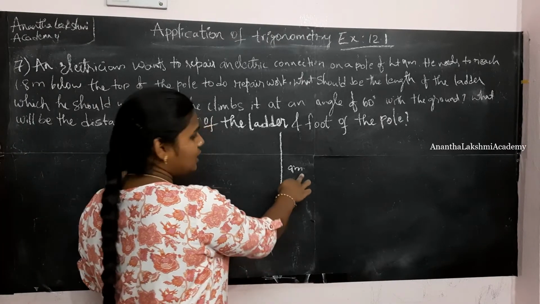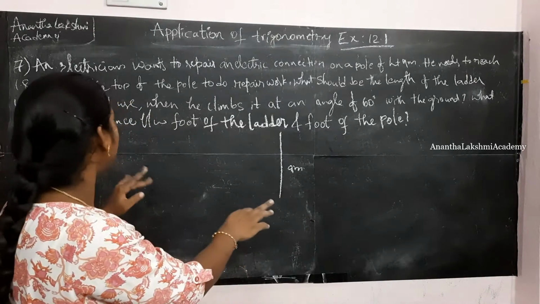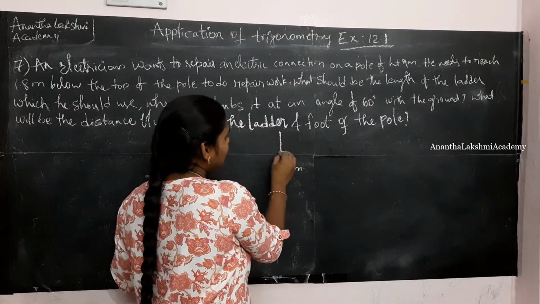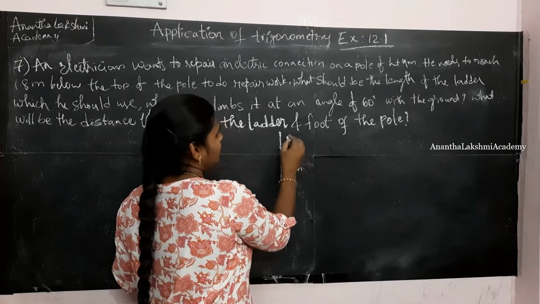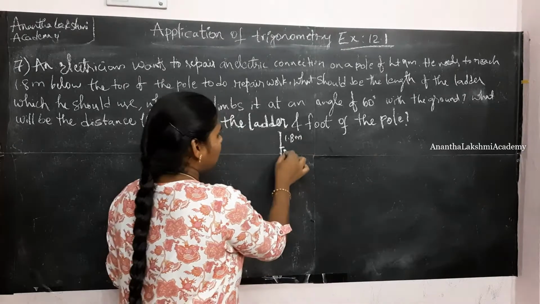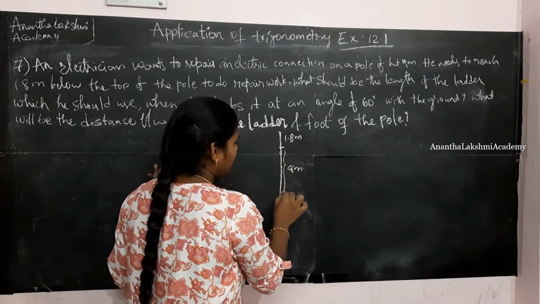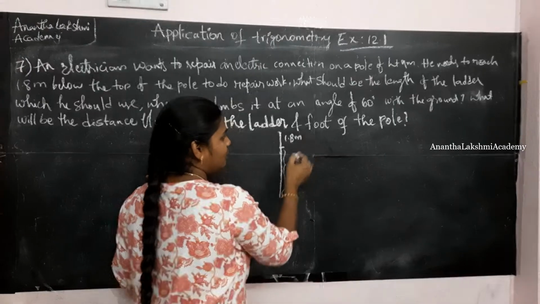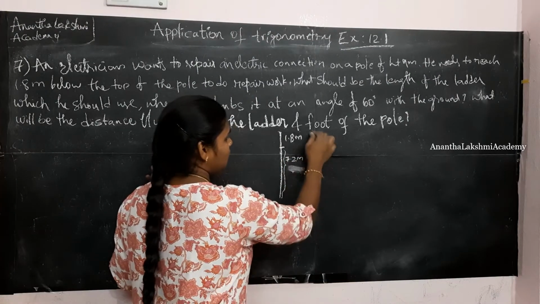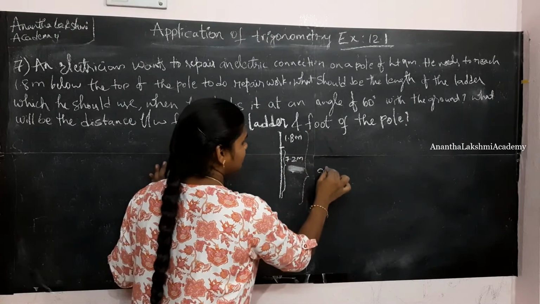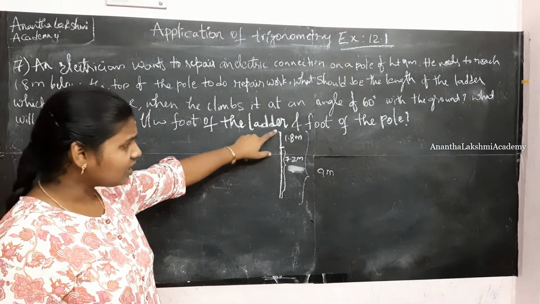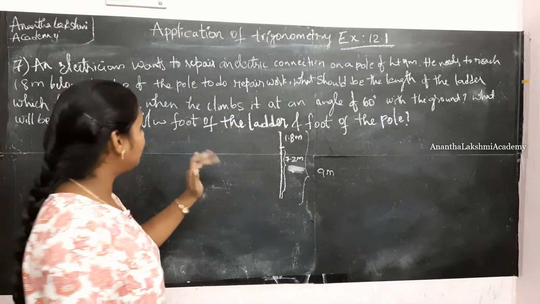Okay, the whole length of the pole is 9 meters. In order to do the repair work, he needs to go to a point which is 1.8 meters from the top. What does this become then? 9 minus 1.8 is 7.2 meters. Okay, this whole thing is 9 meters and he needs to reach a point from the top to 1.8 meters to do the repair work.